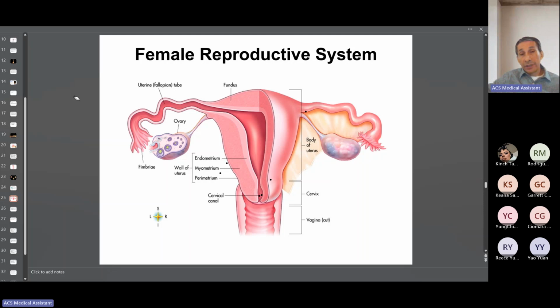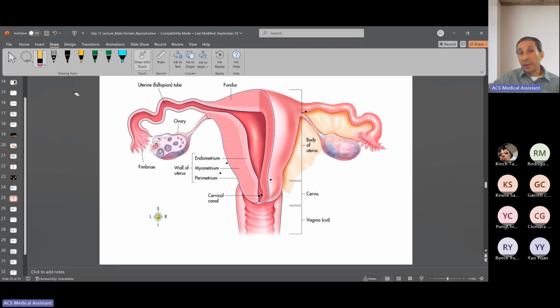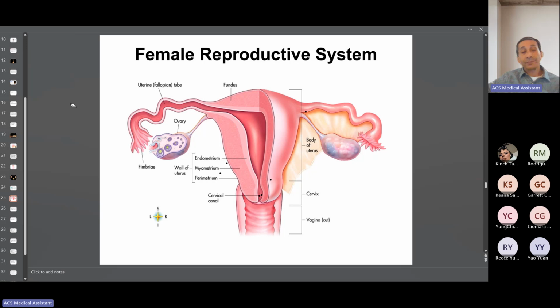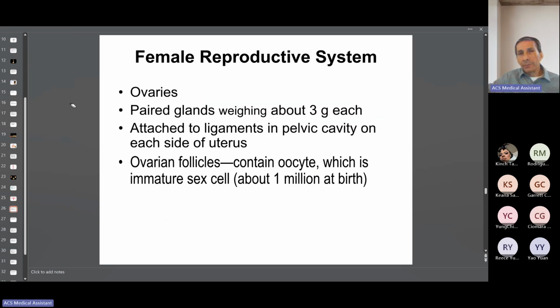So remember, the vagina is considered internal. It's the first internal structure of the female reproductive system. It is not external. What is external is the vulva, the lips, if you will, not the vagina, okay? We will see that when we get to the external genitalia. Okay, moving on. So let's talk about these ovaries.